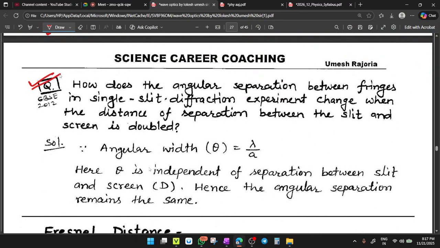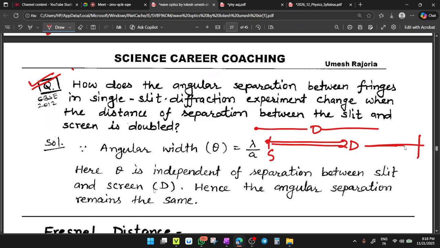Numerical question. Next question, students. How does the angular separation between the fringes of a single slit diffraction experiment change when the distance between the slit and screen is doubled? Means you have changed D to 2D, you just double the distance between the source and screen. Then how does your angular separation, angular width, vary?